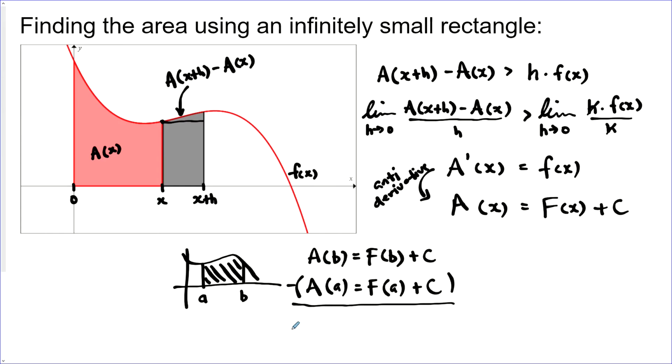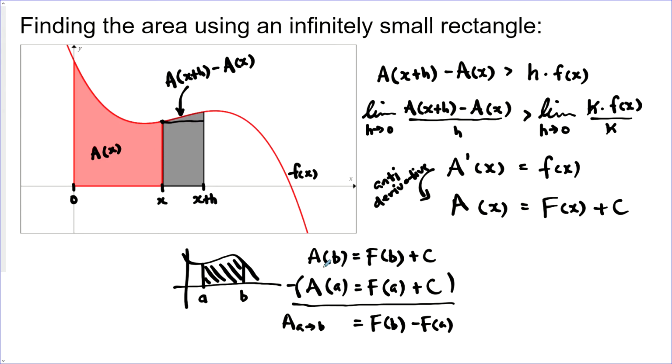So that would actually give me the area from A to B, and that would be F at B minus F at A, and you can see that the C here cancels out. So we don't need to worry about it as long as we have an upper and a lower bound.